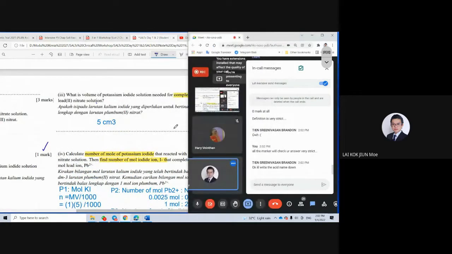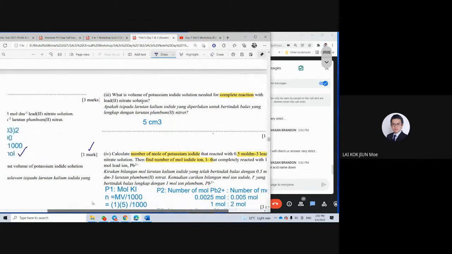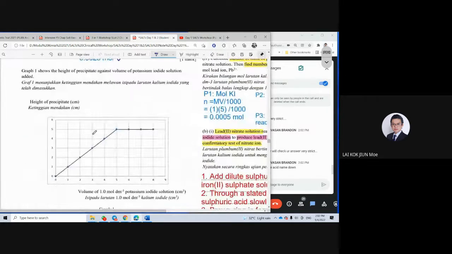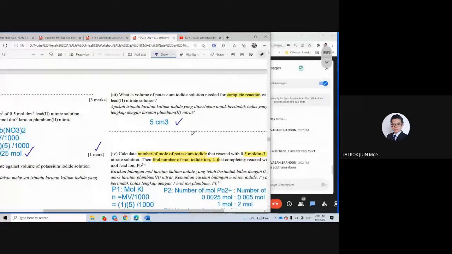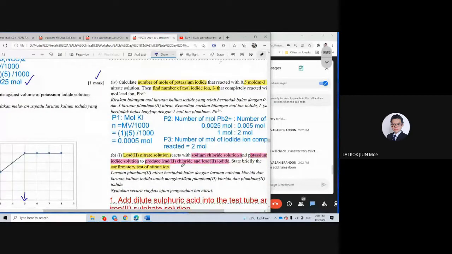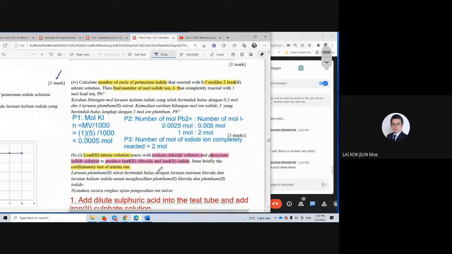Okay. So what is the volume left to complete the reaction? Because we know 5 cm. 5 cm here already stops, so no more increase in the height. So we know 5 cm. This one is a simple answer, no problem at all. For number 4, this is calculation also. So you follow Mr. Lai's steps. You can go back and try, and you can score already.